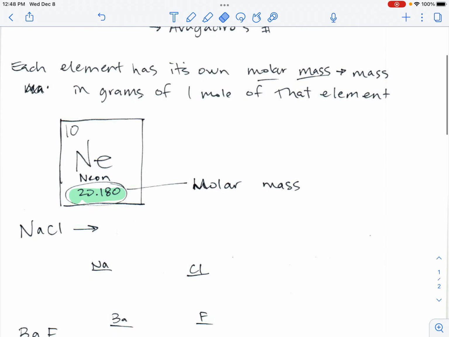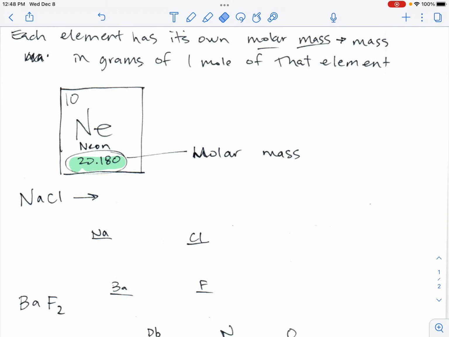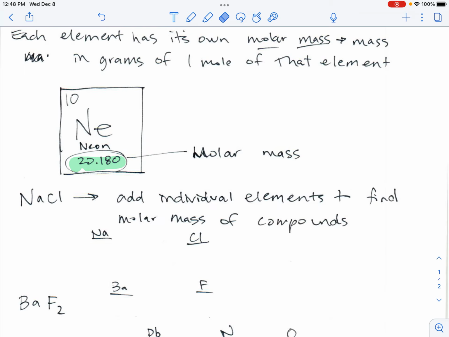So that's easy to calculate if it's obviously one element. If it's two elements, guess what? It's not rocket science. If we want to know the molar mass of, let's say, sodium chloride, well, it's just the individual elements added up to find the molar mass of that compound. So if the compound is sodium chloride, I'm just going to add up sodium and I'm going to add up chlorine, and then that's the molar mass of sodium chloride.